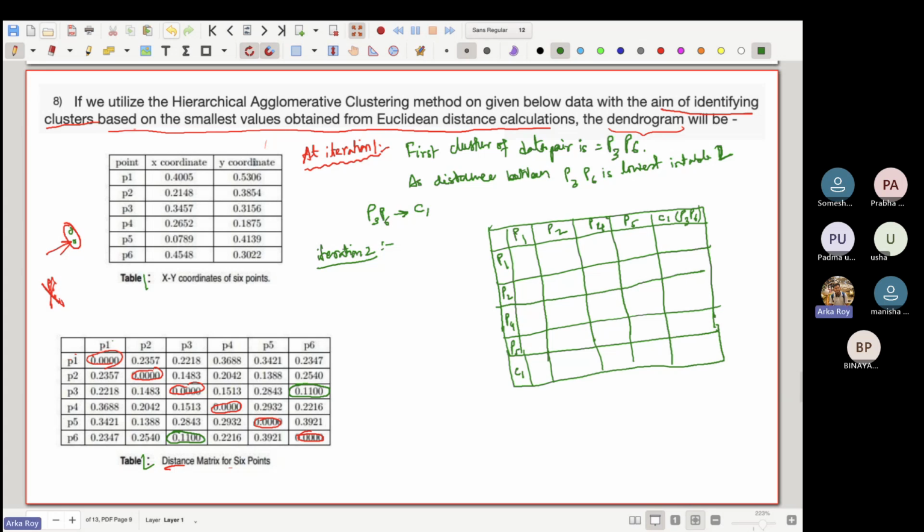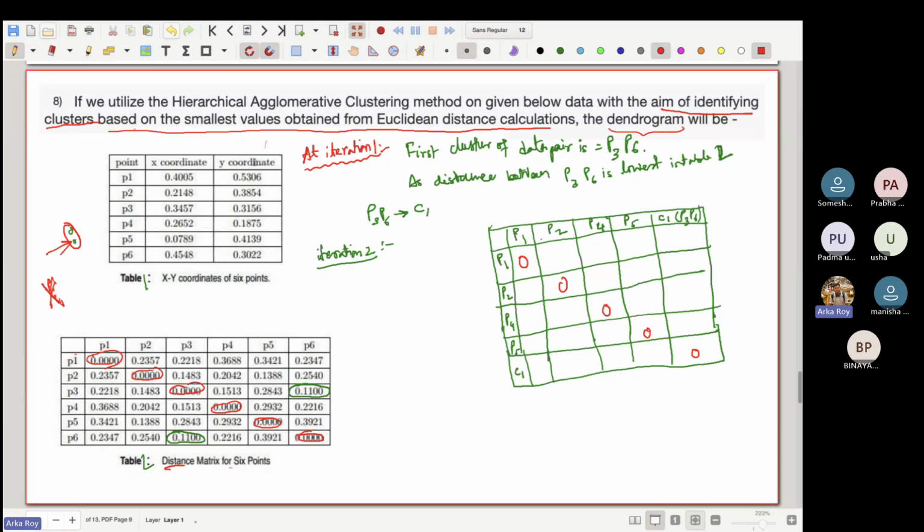Okay, fine. Now let us again fill the values. This is a tedious process. So P1 to P1 it would be 0, P2 to P2 it would be 0, 0, 0. So all the on diagonal elements will be 0. Now we have to write the off diagonal elements.